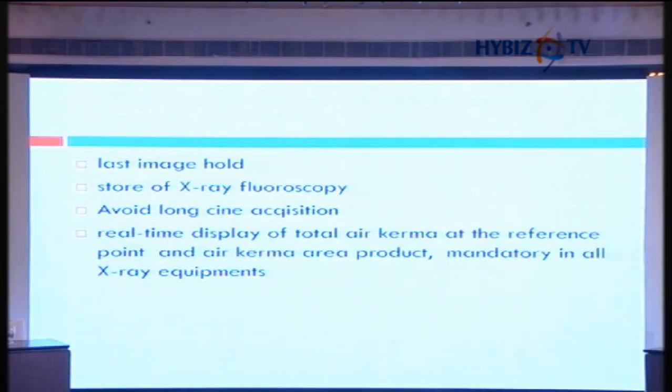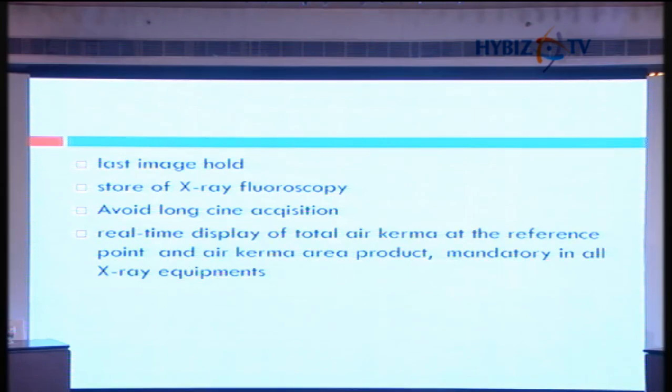And most of the machines will have a fluorosave option. You can use the fluorosave option or last image hold option, and don't do long cines except if you want to see collaterals in a total occlusion or for a slow flow. Otherwise try to limit the cine acquisition, because it is 10 to 20 times more radiation compared to the fluoro.